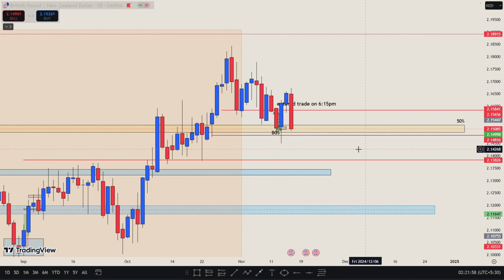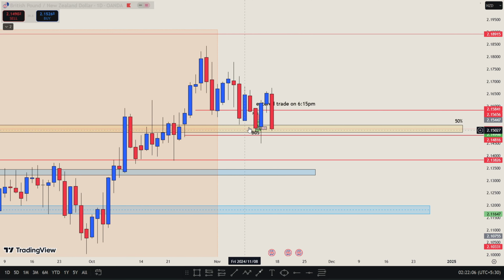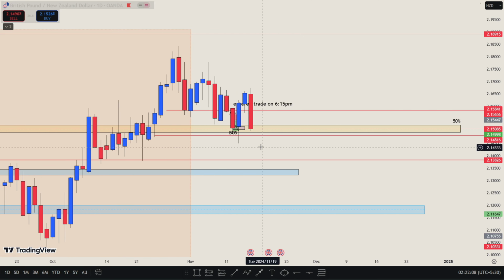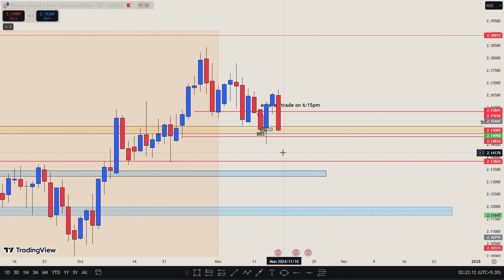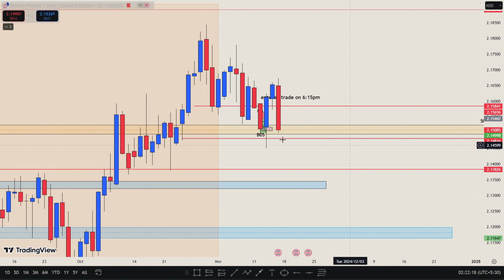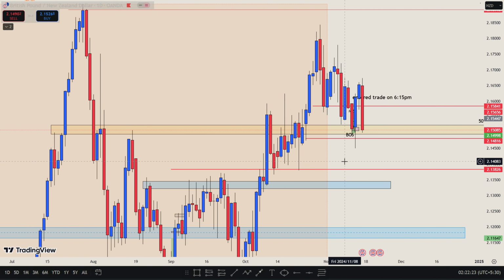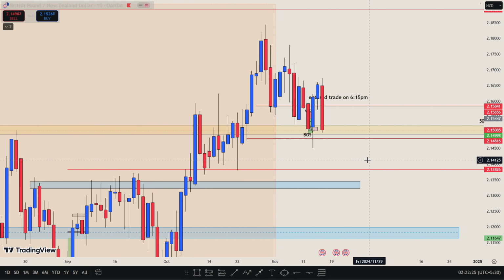Going on to the 12th, I took this trade on 12th November. When it was 12th November, the market was bearish. As you can see, this massive red candle, the market was in a bearish trade. So I had a bearish bias to take a sell trade. All the red lines are the initial take profits.